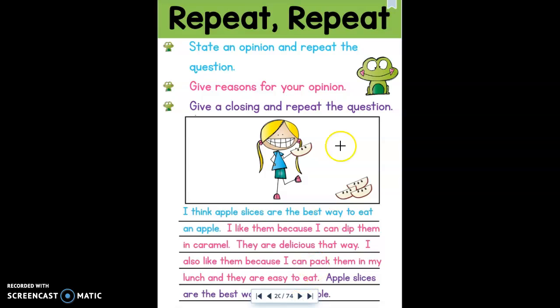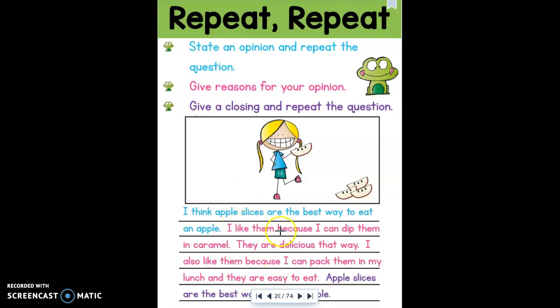Now, let me pull up this example again. And this is a great example of how we do our opinion writing. So the first thing we always want to begin with is stating our opinion and repeating the question. I think apple slices are the best way to eat an apple. The question was, what is the best way to eat an apple? So the person said what their opinion is and restated the question. Okay? Then they gave some reasons or their because.